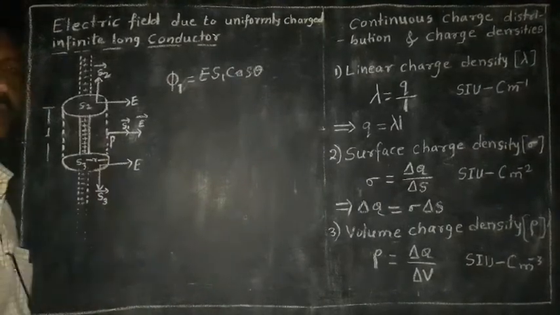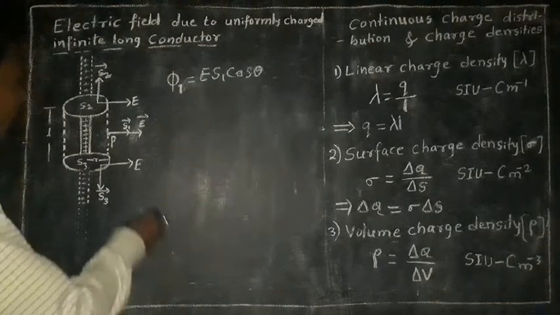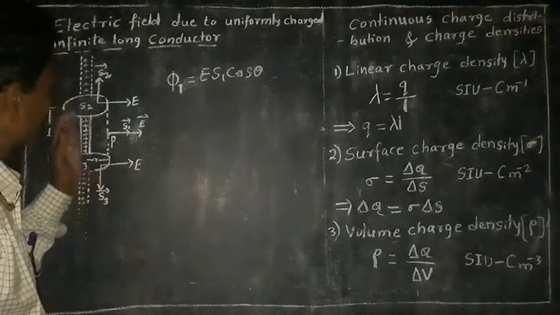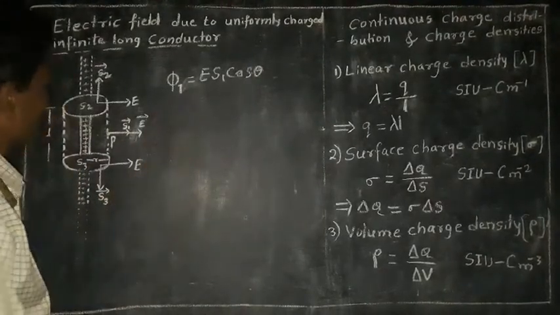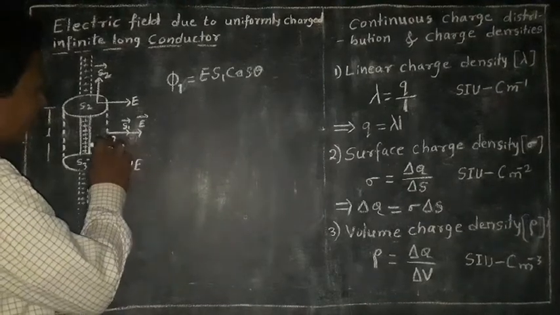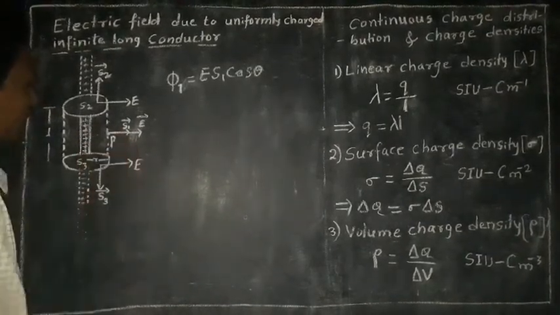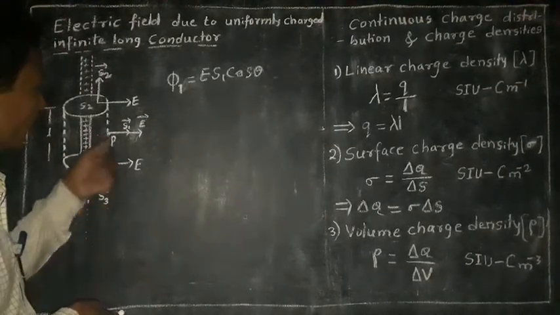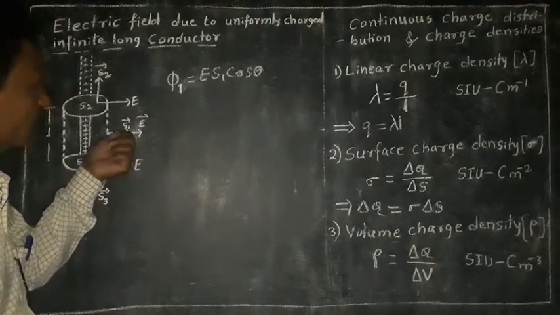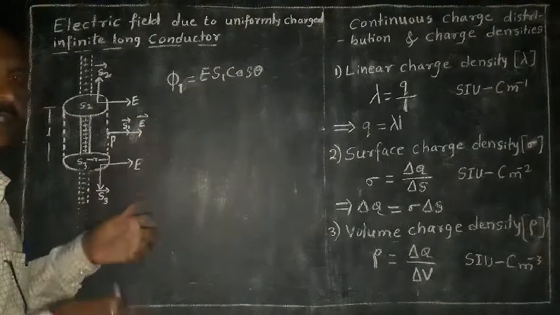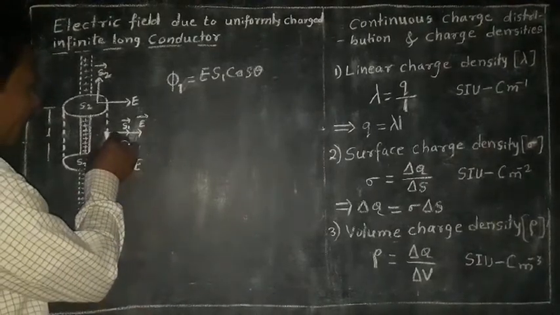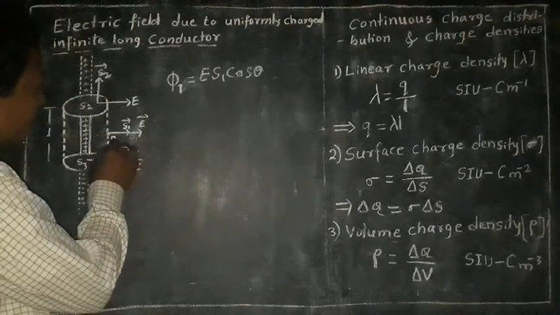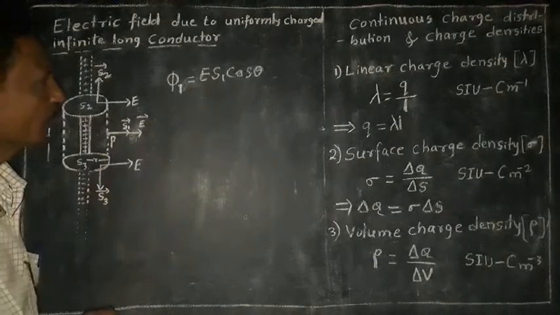Since the conductor is positively charged, electric field lines are directed away from the conductor, and S1 is the area vector. It is perpendicular at any point on the curved surface. Therefore, the angle between area vector S1 and field vector E1 is 0. That means they are moving along the same direction, or S1 and E are parallel to each other.